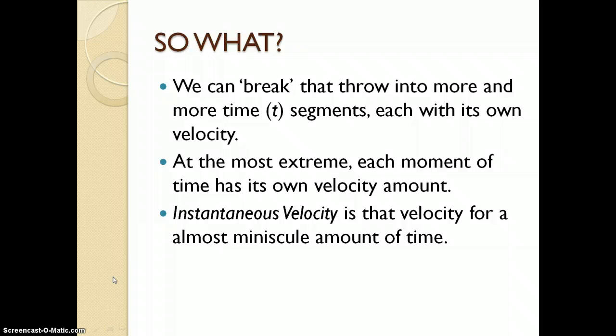So, in summary, we can actually break the throw into more and more time periods we can call t. T1, T2, T3. Each has its own individual velocity. At the most extreme part of it, every moment of time in that throw has its own velocity amount. Let's call that the instantaneous velocity. It's the velocity for an almost minuscule amount of time. So in that throw, there's almost an infinite number of instantaneous velocities.